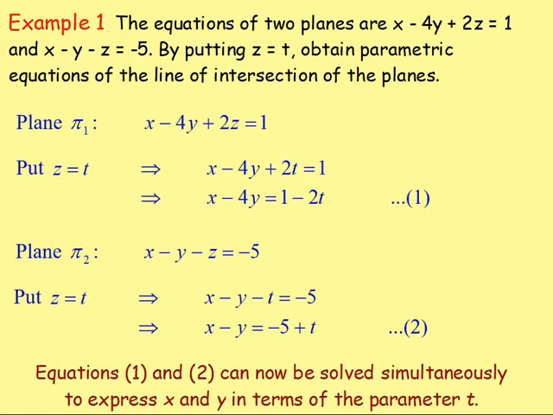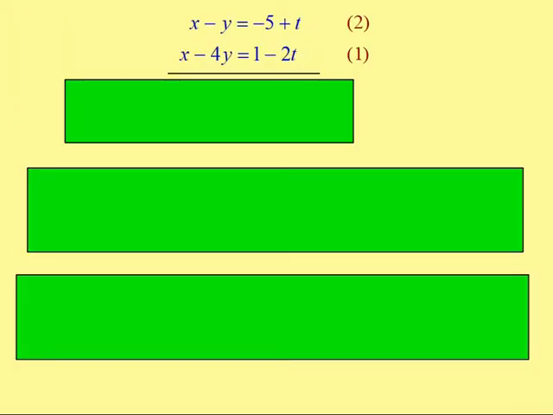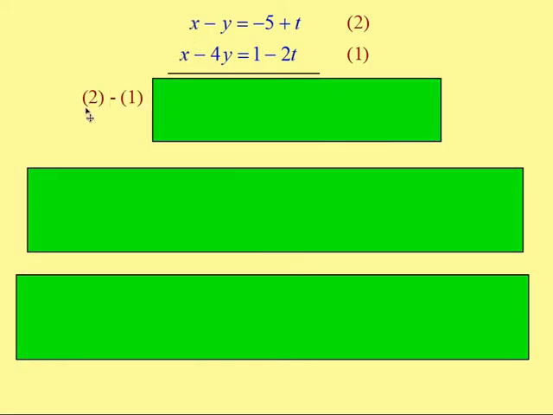Because we now have two equations, we can solve them using the method that you learned in National 5, your simultaneous equations. And you can express x and y both in terms of the parameter t if you do that. So, over the page, we've got x take away y equals -5 plus t, and we've got x take away 4y equals 1 take away 2t. Hopefully you can see that you've got 1x and 1x, so if you subtract the equations, I'm going to have equation 2 minus equation 1.